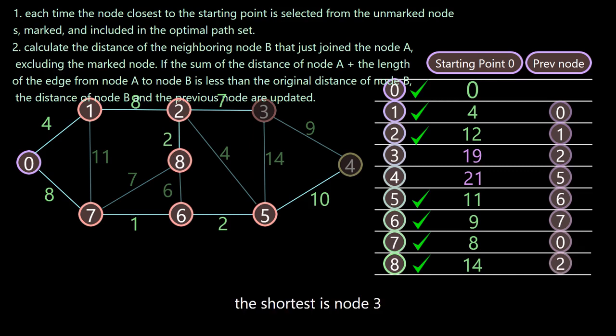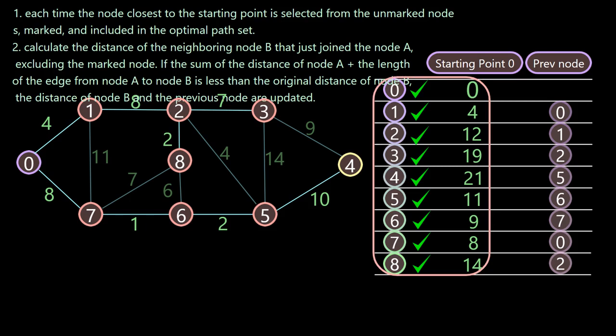Then, the shortest is Node 3. Attempt to update the unmarked neighboring Node 4. If it passes through Node 3, the distance of Node 4 is 28, which is greater than 21, so it will not be updated. Finally, the destination Node 4 is marked. Update completed. Finally, the shortest distance from the starting point 0 to the destination Node 4 is 21.